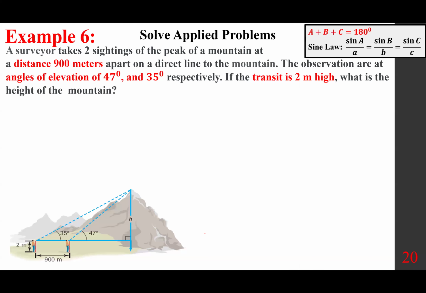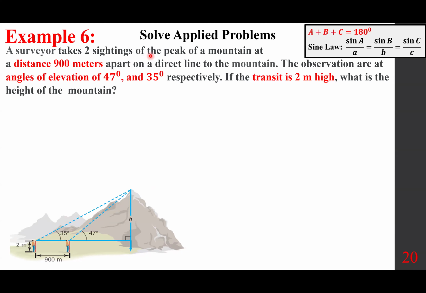Let's look at some applications. Solve applied problems. This is given, so let's do the reading. A surveyor takes two sightings of the peak of a mountain at a distance of 900 meters apart. So this is the peak. And then we go 900 meters back and we do it again. When we do the sighting here, this is 47 degrees. When we go back by 900 meters, it's 35 degrees.